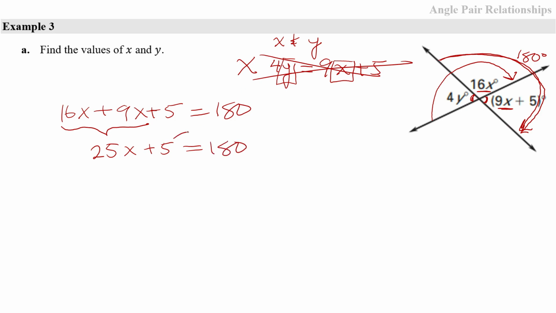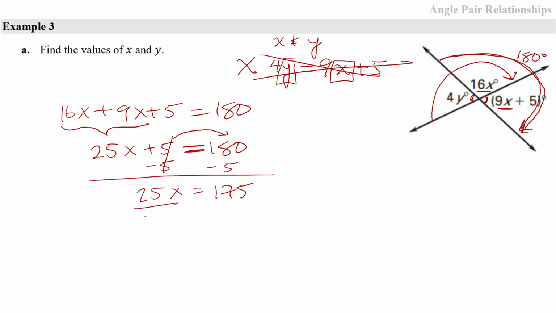Now I need to bring this number 5 with the 180 because they're like terms, but I can't add them because there's an equal sign, so I have to do the opposite. Subtract 5 from the left, subtract 5 from the right, and we get 25x is equal to 175.